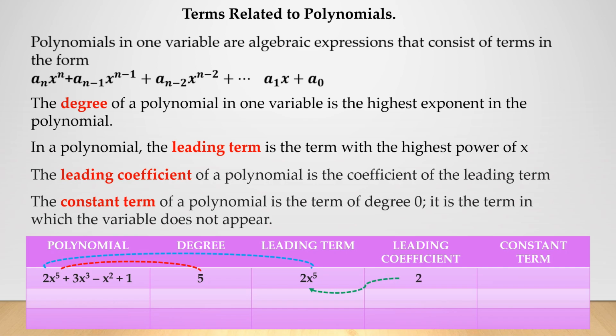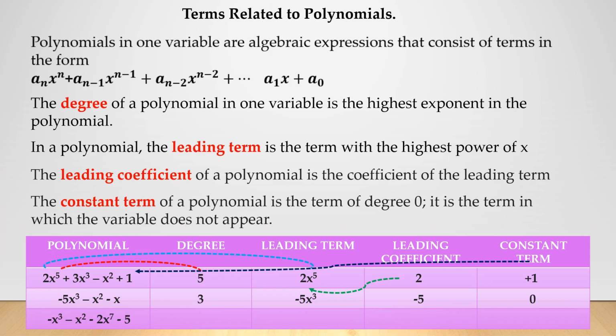And the constant term is the term in which the variable does not appear. So in our given polynomial, it is the positive 1. Okay, so let's have another example. Negative 5x cubed minus x squared minus x. The degree is the highest exponent, so that is 3. The leading term is the term containing the degree, which is negative 5x cubed. The leading coefficient is the coefficient of the leading term, and that is negative 5. And the constant term is the term that has no variable. For this one, since there is no term without a variable, the constant term is 0.